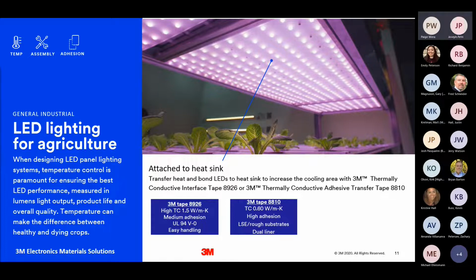If it's getting too hot and the light's burning out, then those crops are not going to get what they need to be able to grow. So this is a really big area that we're seeing a lot of growth in right now. And this also is a good indication of the adhesive performance that these applications require. This environment will be humid. This environment will have splashes of water or other things going on. And design teams have relied upon 3M adhesive technology on these thermal tapes, such as 8926, for these types of demanding applications.